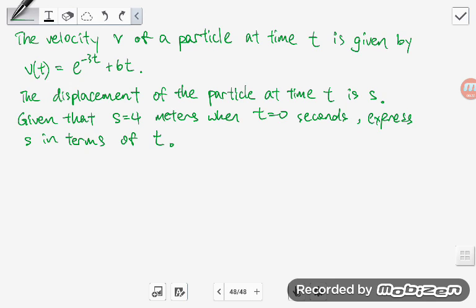Right now, what's given to us: v is my velocity, and t is time. So the expression I have over here is my velocity. Now, what they are interested in is displacement. They want us to find the displacement, which is expressed in s, as an expression in terms of time.